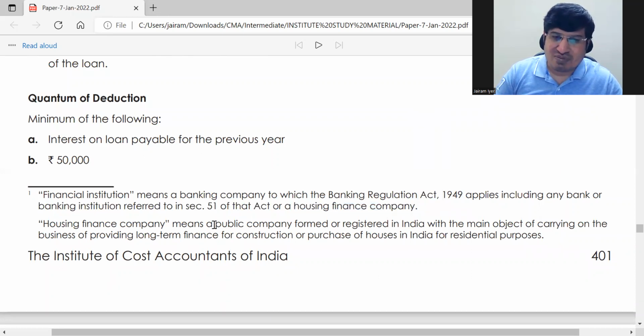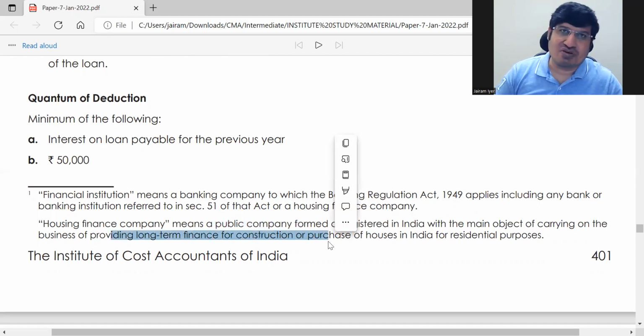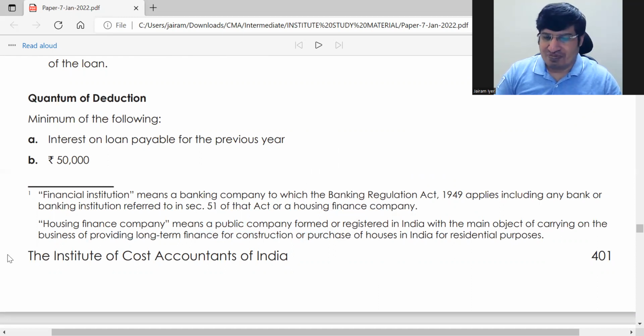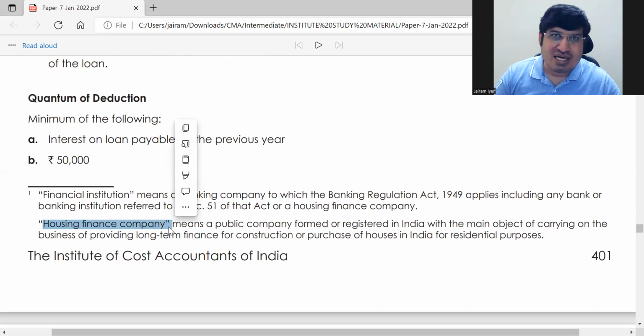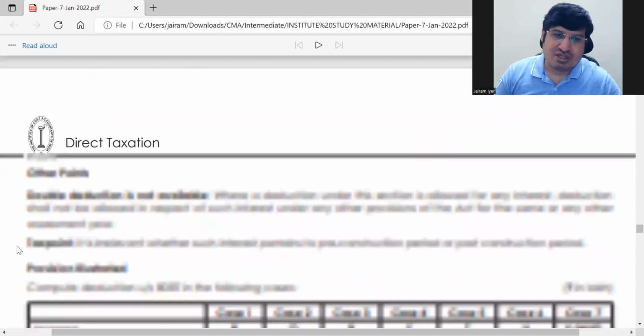Housing finance company means a public company which provides long-term finance for construction and purchase of houses. That is your housing finance company. With the name only you can judge it. Housing finance company: it will finance houses.